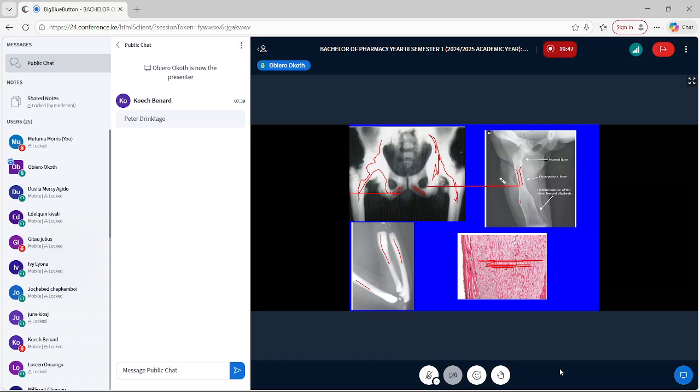This part looks slightly normal. You can see the cortex. You can see now the medulla function.